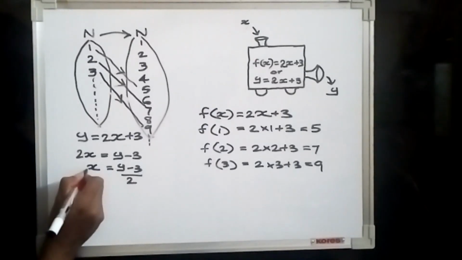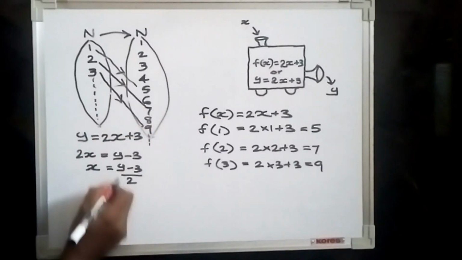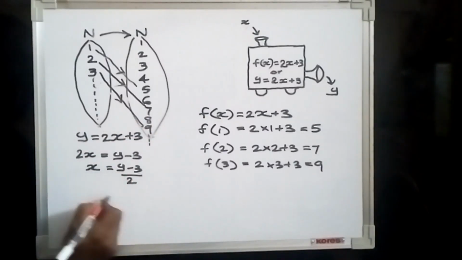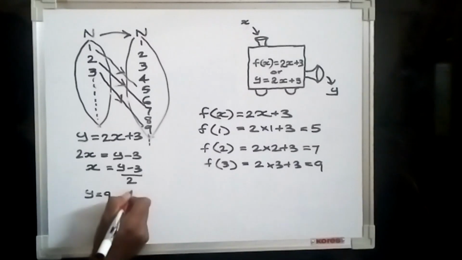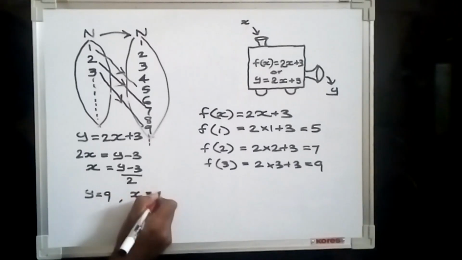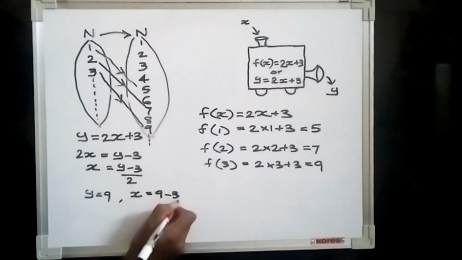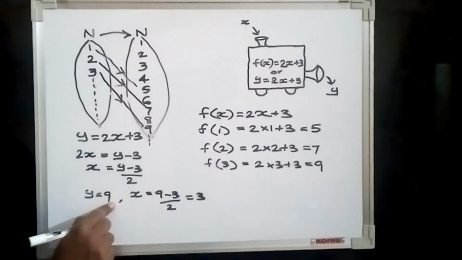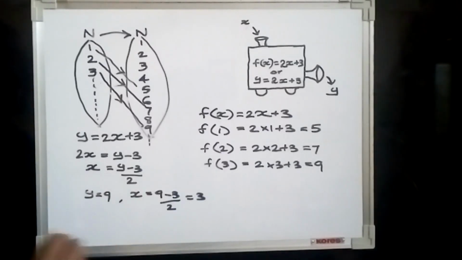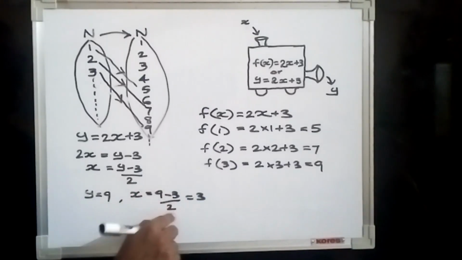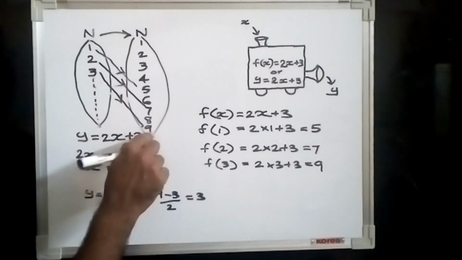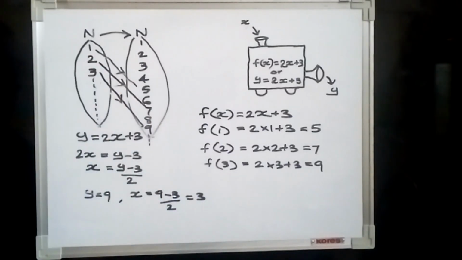That is, when the output is 9, we put y equal to 9. If y equal to 9, then the input is given by x equal to (9 minus 3) divided by 2, that equal to 6 by 2 equal to 3. That is, when the output is 9, we found a formula for getting the input. When the output is 9, the input is (9 minus 3) divided by 2 equal to 3. When the output is 9, the input is 3.